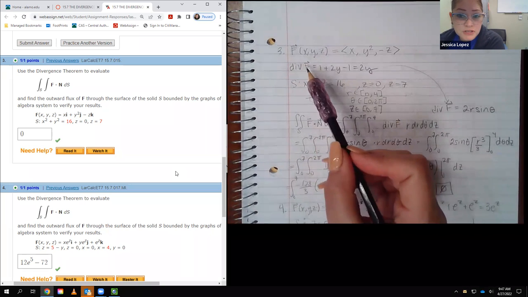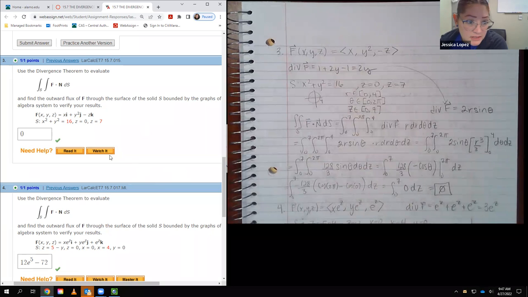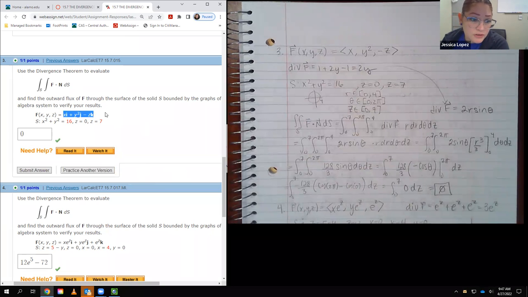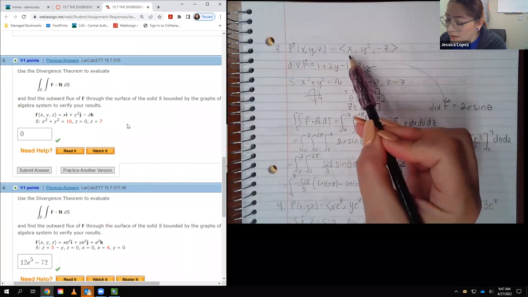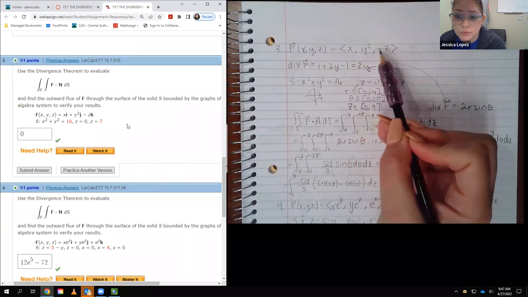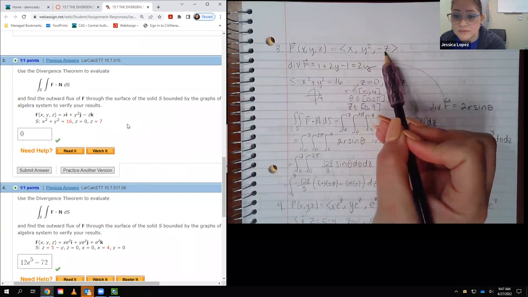So for this particular problem, it's asking us to do the same thing. Here's our vector field, and then there's our bounds. So for the i component, we have x. For the j component, we have y squared. And for the z component, we have negative z.